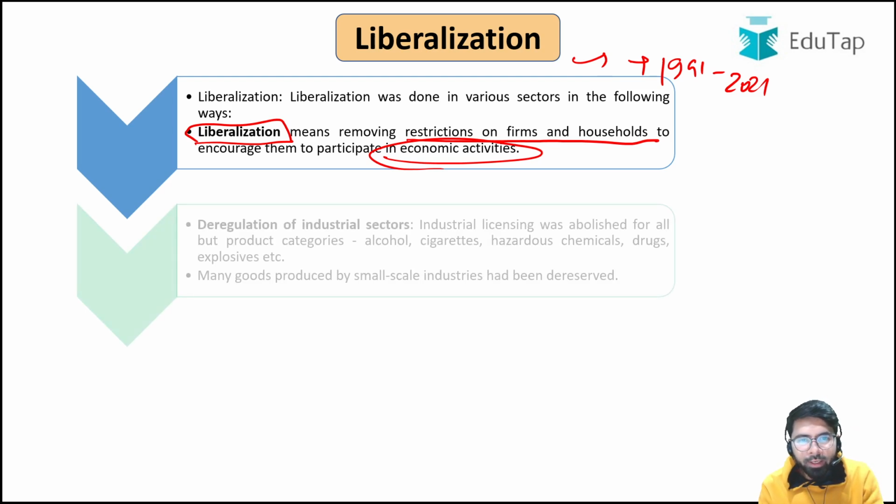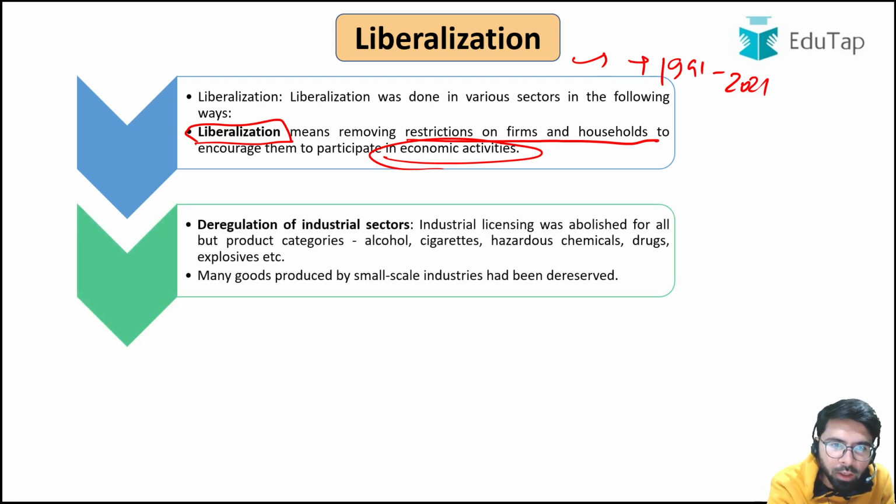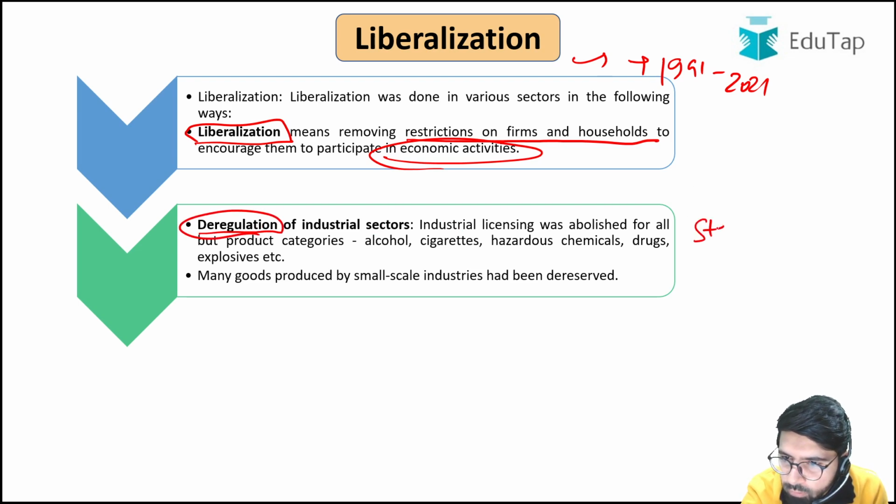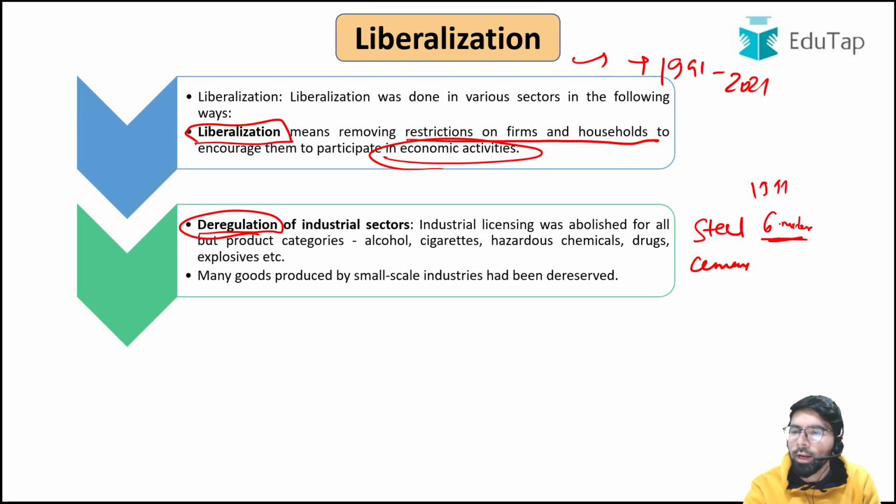So now let us see a few examples of liberalization. The deregulation of the industrial sector, such as, let me give you an example, steel and cement. In 1991 the production of steel was 6 million tons per year, and in 2021 it is more than 100 million tons. And if you look at cement, it was 24 million tons back then in 1991, and today it is more than 300 million tons.